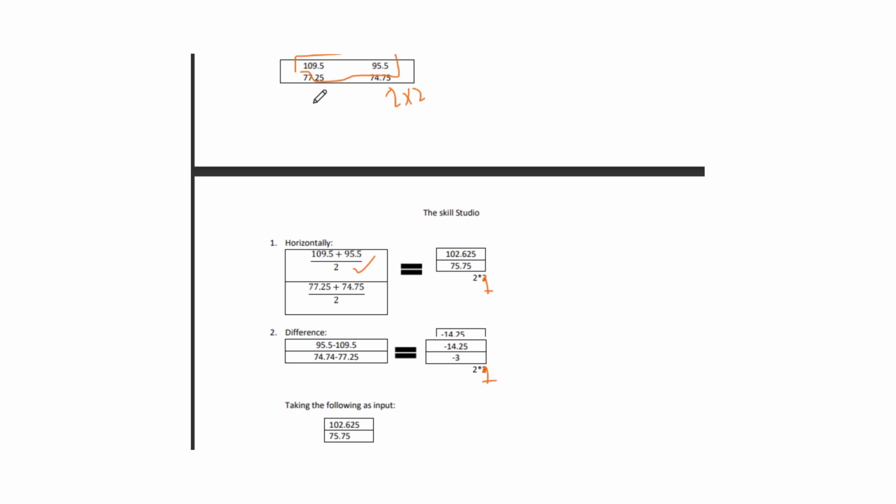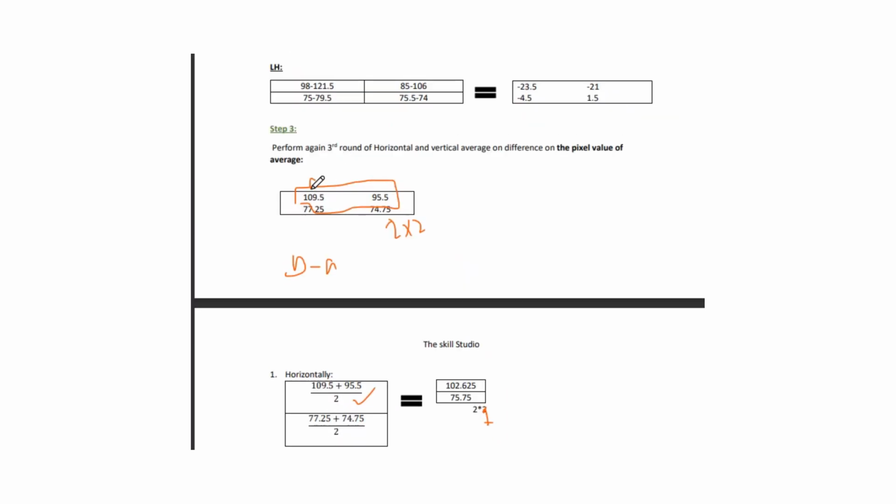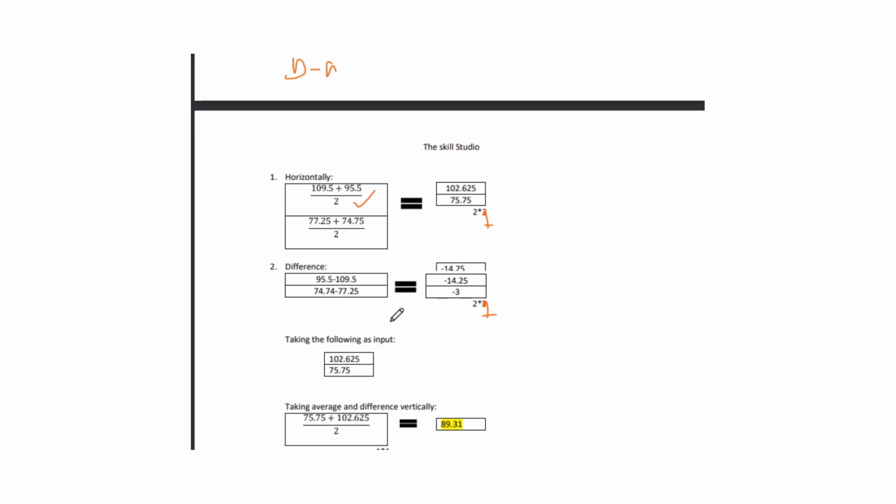So again we will take a difference of it, the formula for the difference is B minus A. In this case, this is A and this is B, so we are going to take the difference of 95.5 minus 109.5 as I stated here. So this will be the answer, right?